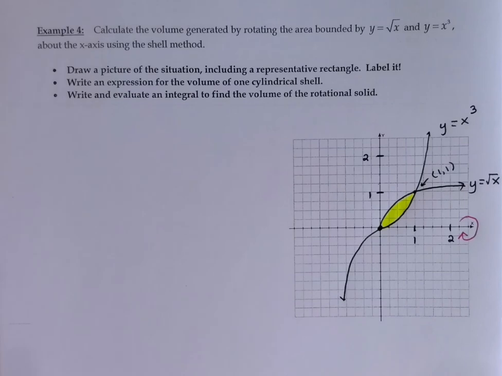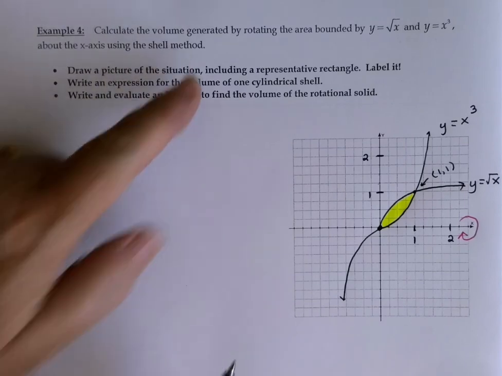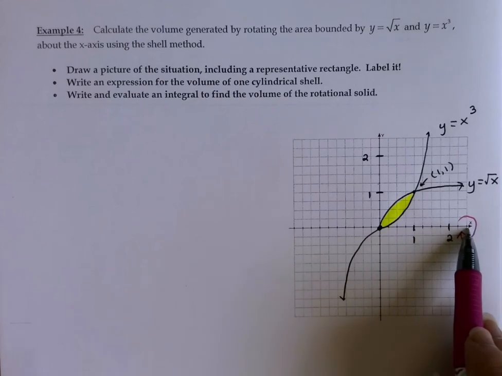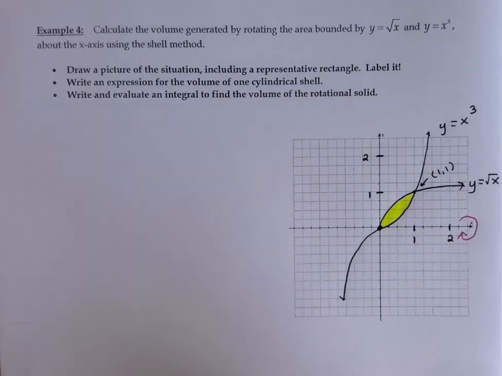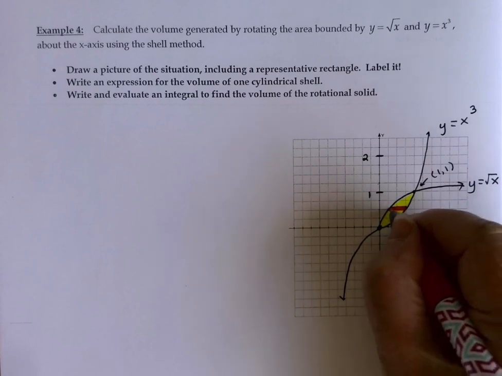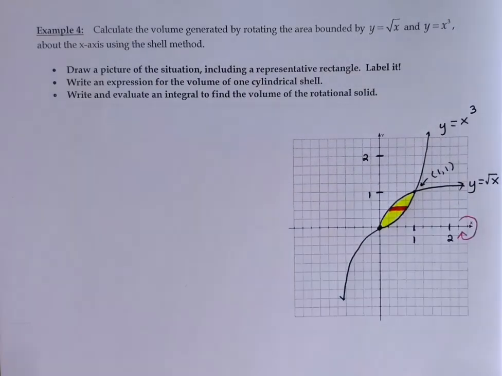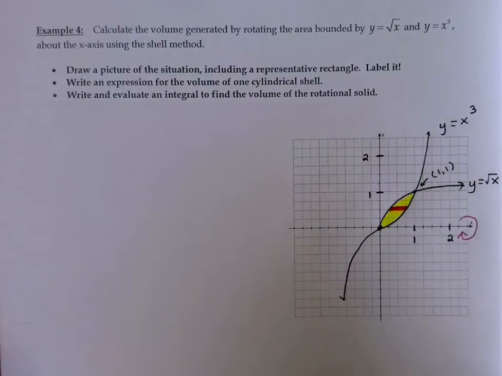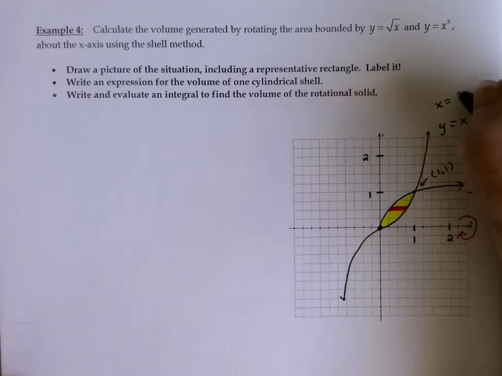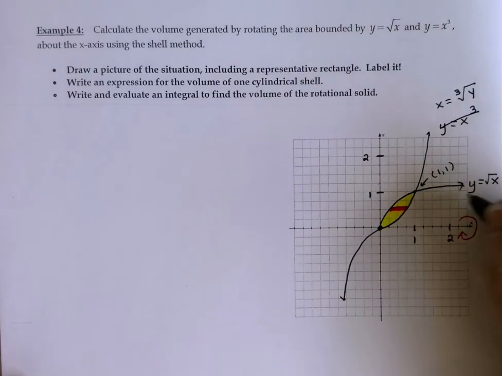Okay, once again, if we're going to use the shell method like we're being asked to, if our axis of rotation is the x-axis, we have to draw rectangles parallel to that, so they have to be horizontal. So there would be a representative rectangle. Since I'm using horizontal rectangles, I know already I'm going to have to solve for x here, so I might as well go ahead and do that. This will become x equals the cube root of y. And this will become x equals y squared.